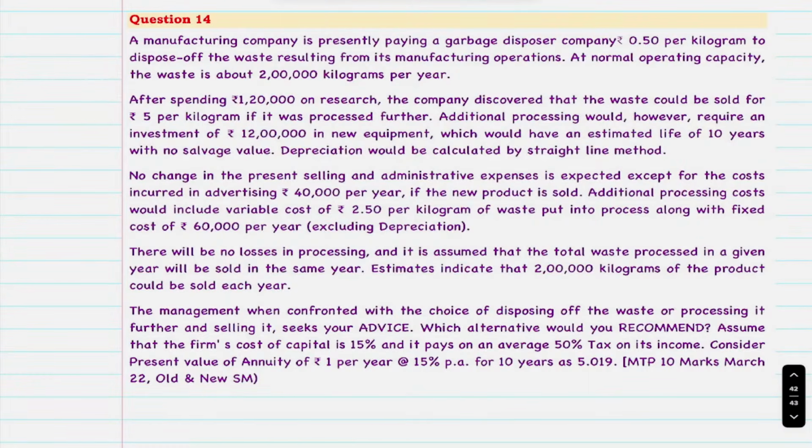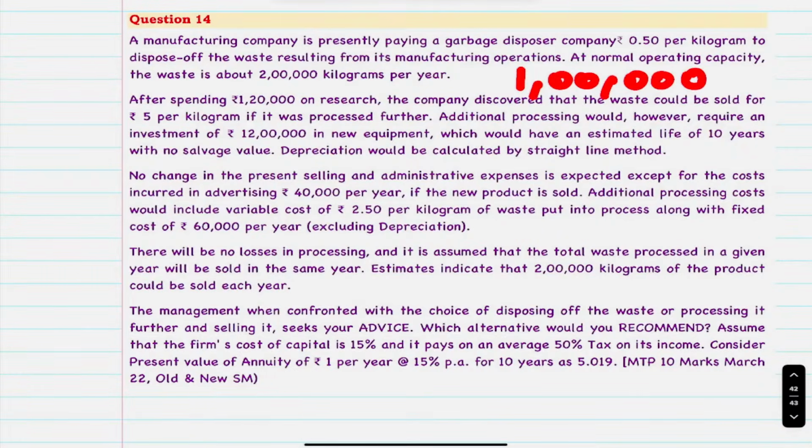Okay. See here. First point number 1. Manufacturing companies, please listen. There are 2 alternative options that were given to us. Number 1, it will pay to the garbage disposing company 0.5 per kilogram to dispose of the waste resulting from the manufacturing operations. Normally, it will produce 2 lakh kilograms per year. So, 2 lakh kilograms waste into 0.5 per kilogram of waste will give me how much cost here totally?